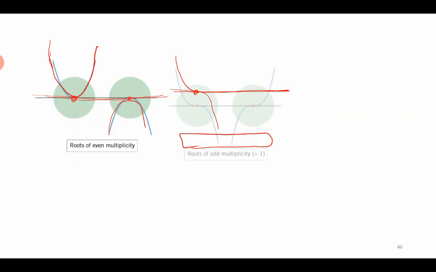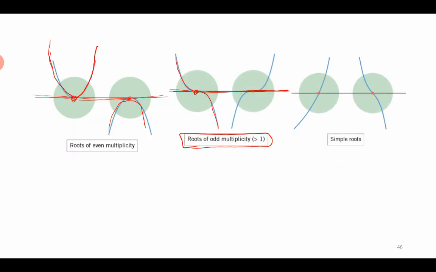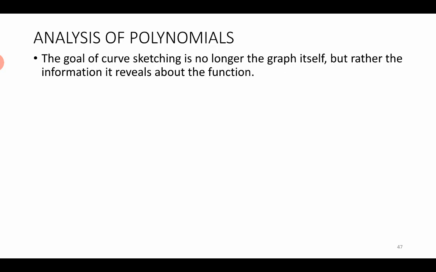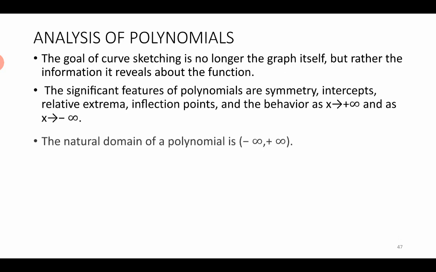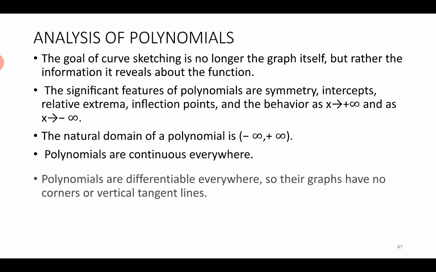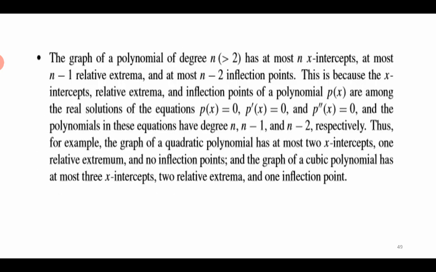Fine. So the graphs have been given. When it's a simple root, it will cross at that point. Maybe there is concave up or down at this point, so this may be a point of inflection, but here there is no point of inflection at this point, right? Next, analysis of polynomials. So you go through this fundamental information about polynomials. I'm directly going to the exercise problems, right?